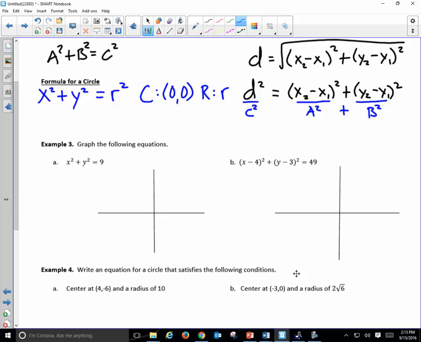If it's not centered at 0, 0, then it looks like this. (x minus h) quantity squared plus (y minus k) quantity squared equals r squared. It is confusing, and we'll work through it. Here, the center is not 0, 0. Instead, it is h, k. And the radius is still r.